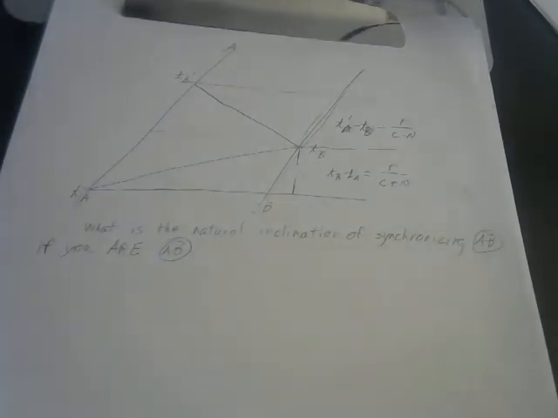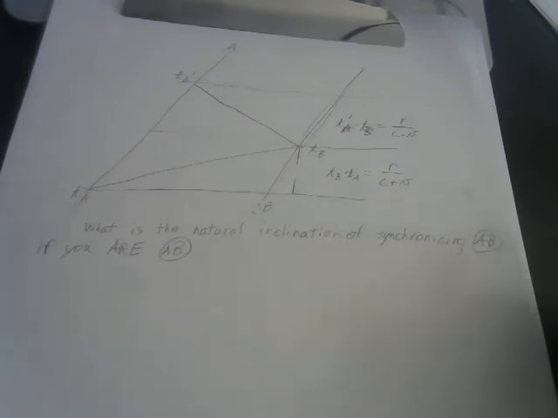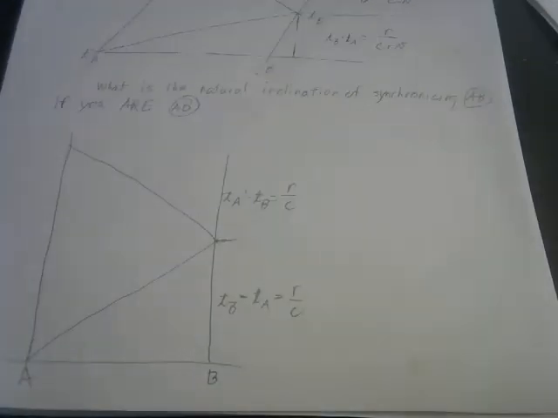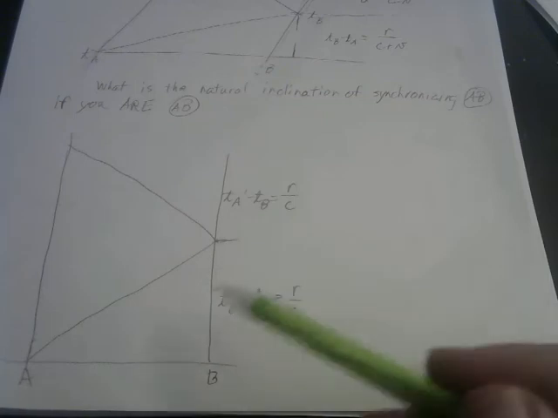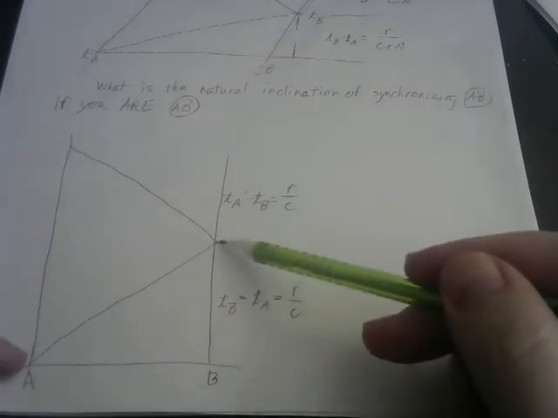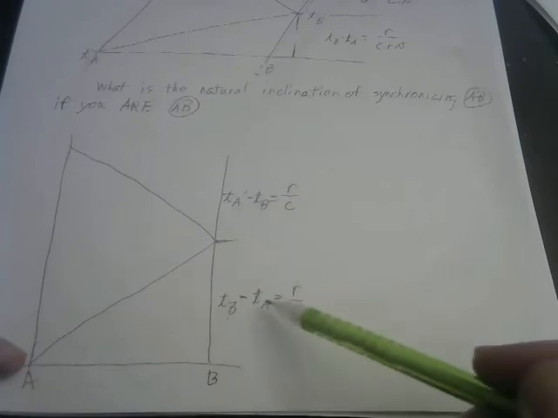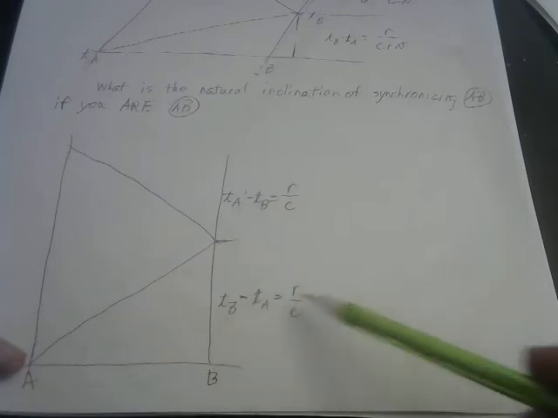Okay, so this comes to the question, what is your natural inclination of synchronizing AB if you are AB? So let me give you two different possibilities. One is that you set your clocks, when the light reaches this point, you set t sub b equal to t sub a plus r over c, that is, r over c plus t sub a.